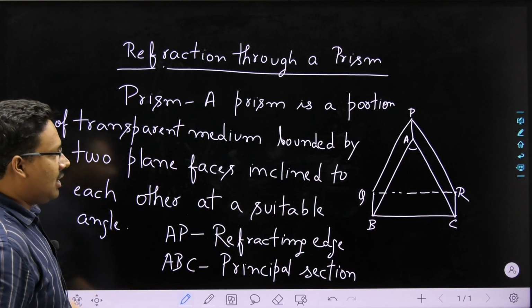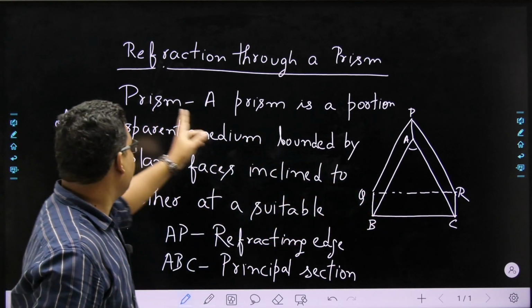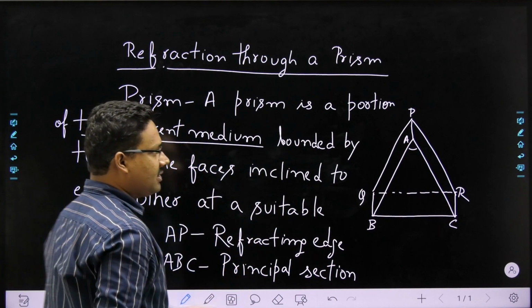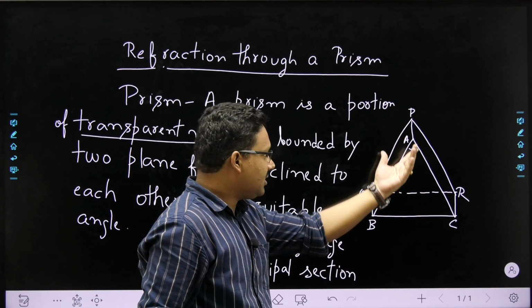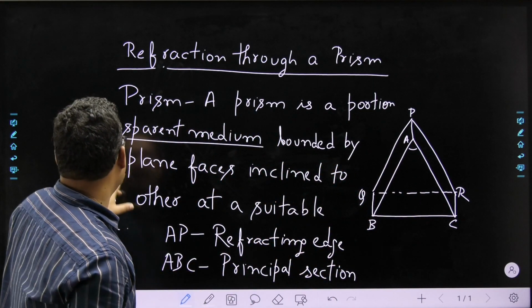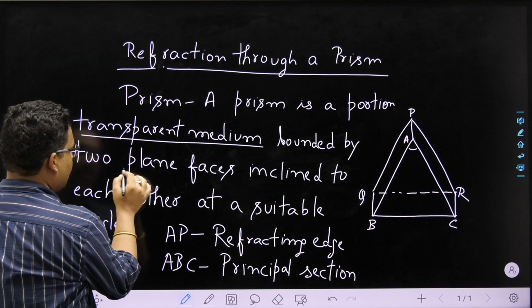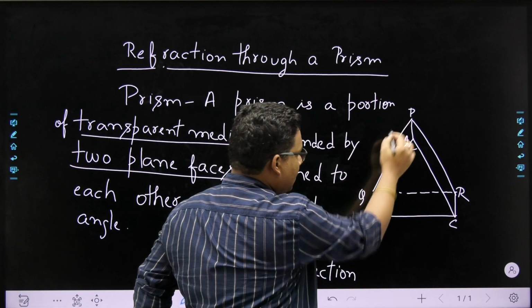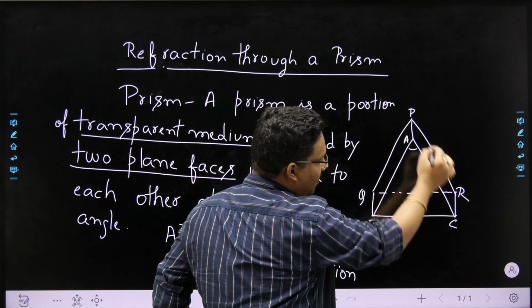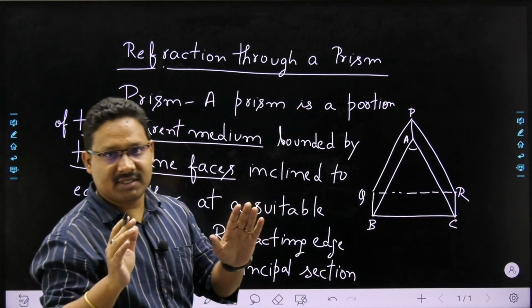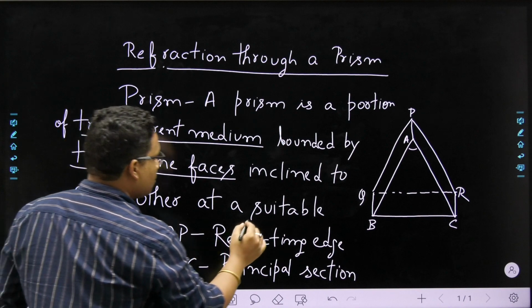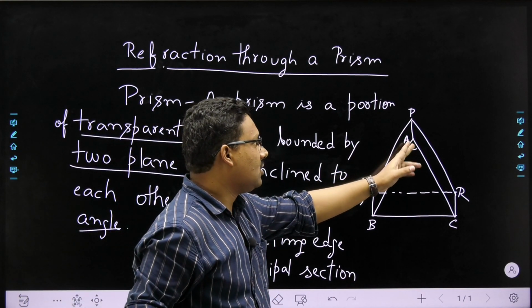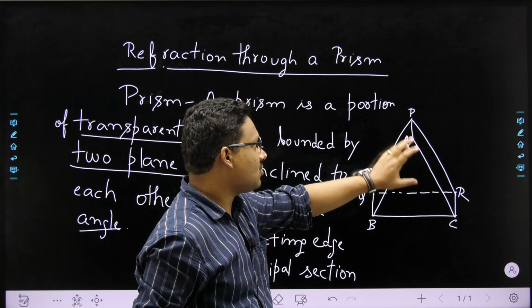As you can see from the diagram, it is given here that it is a portion of transparent medium. So the first thing is that it is a transparent medium. Second, it is bounded by two plane faces. You can see these are two faces, PQBA and PRCA, which are inclined at a suitable angle. This type of thing is called a prism.